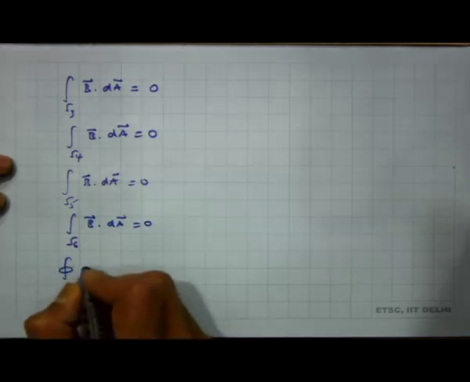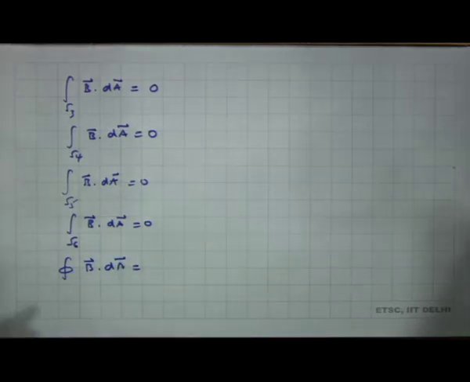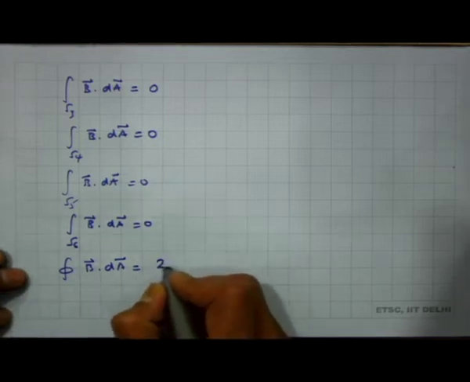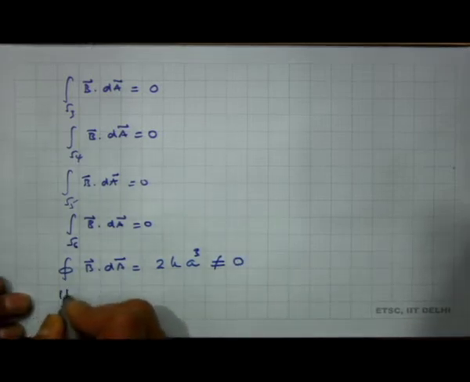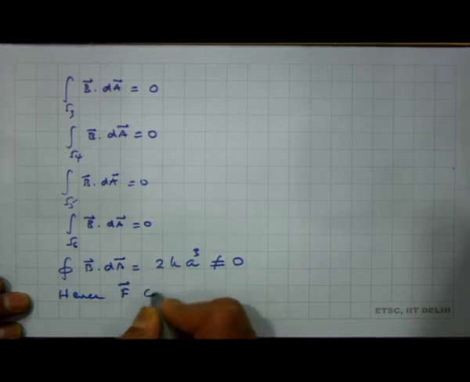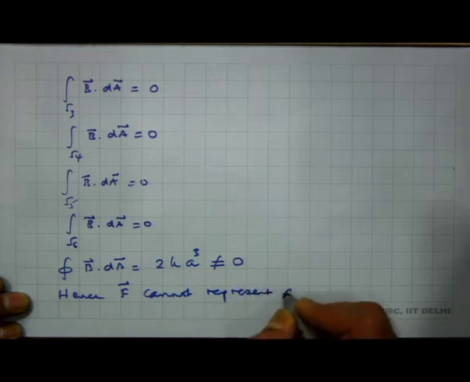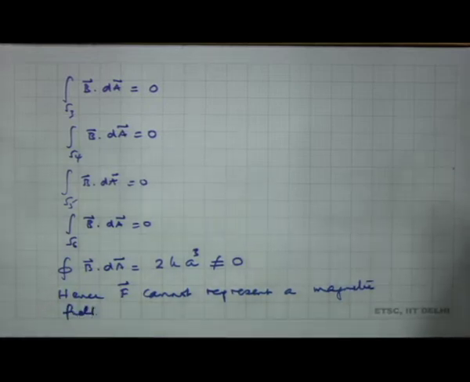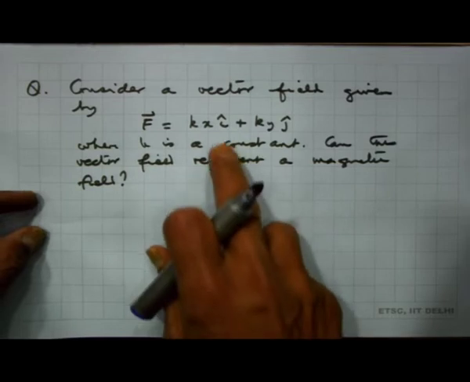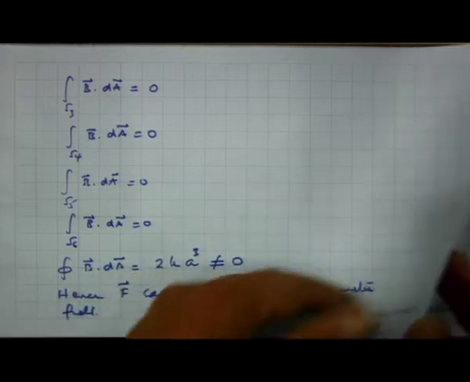So, integral B dot dA happens to be equal to, it has only contribution from two surfaces S1 and S2, and so I get 2 k times A cube, and this is not equal to 0. So, hence F cannot represent a magnetic field. This particular vector field which I wrote in the question cannot represent a magnetic field, because integral B dot dA of this vector field is not 0 over a closed surface.